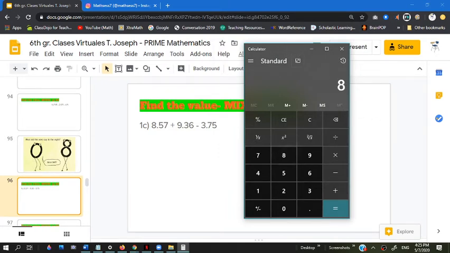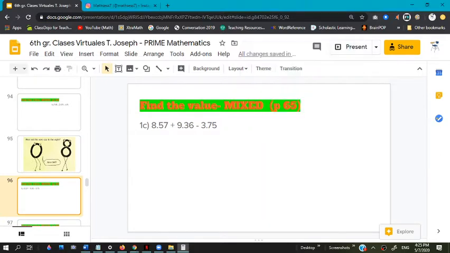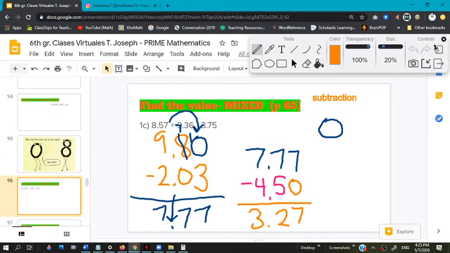Okay, so I have 8.57 plus 9.36. Okay, that's going to give me approximately, let's see, 8 plus 9 is 17. It's like 17 or 18, right? Oh, here we go. Okay, between 17 and 18, 17.93. Now I just subtract what number? 3.75. And that's going to give me 14.18. Okay, so that is my final answer.